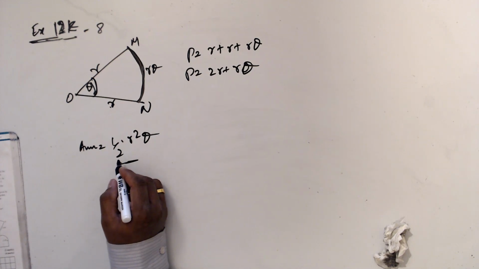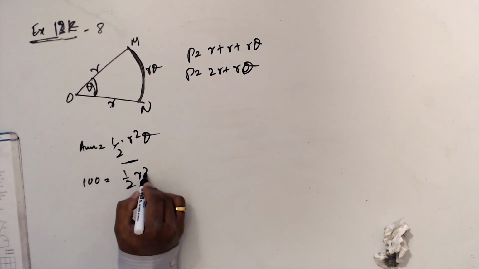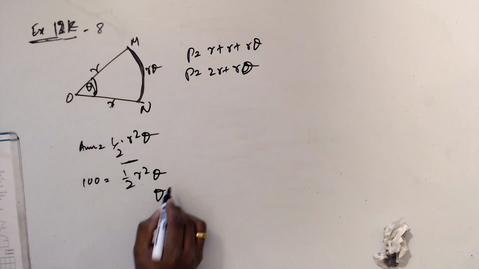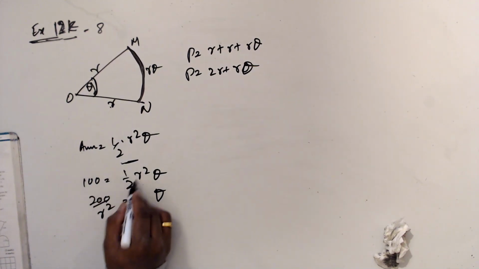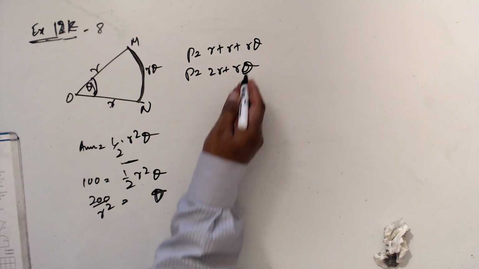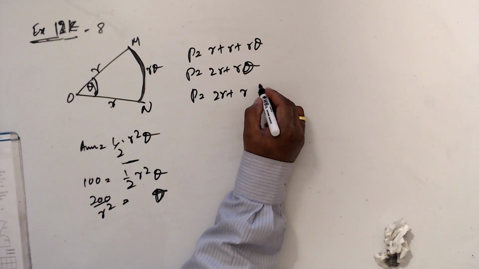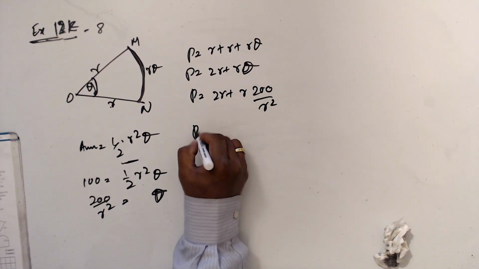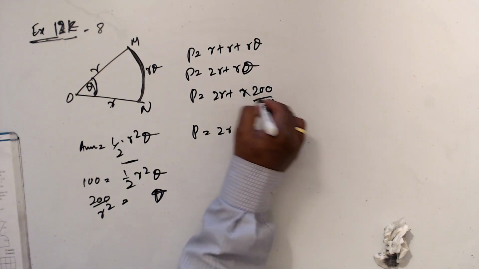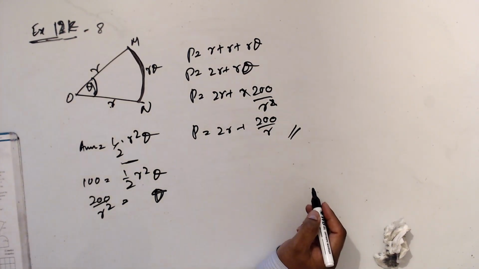Now area is given as 100. So 100 equals half r squared theta. So theta equals 200 over r squared, multiplying by 2 divided by r squared. Now I can substitute here. P equals 2r plus r times 200 over r squared. So P equals 2r plus, r cancels out, 200 over r.